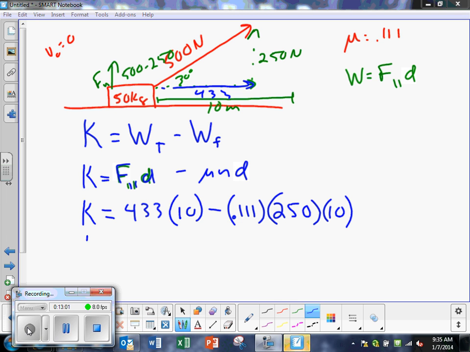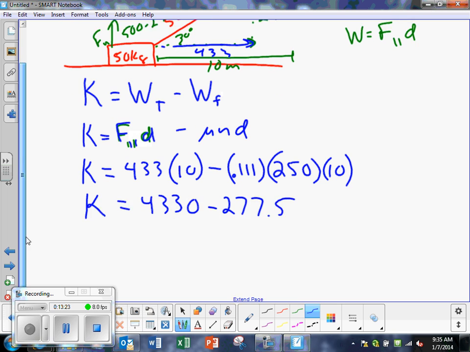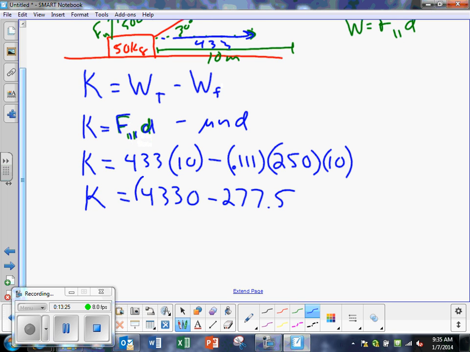So my kinetic energy would be 4,330 minus 277.5. And so the difference between those two numbers would be what I have left over that equals kinetic energy. And if I was going to solve for my velocity, then I take this, and that'd be equal to 1/2 mv squared, and I could just solve for my velocity.